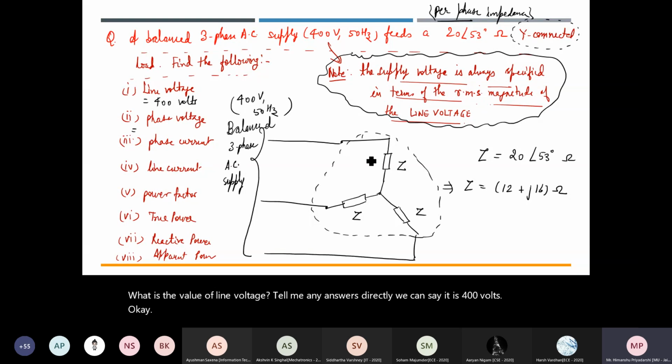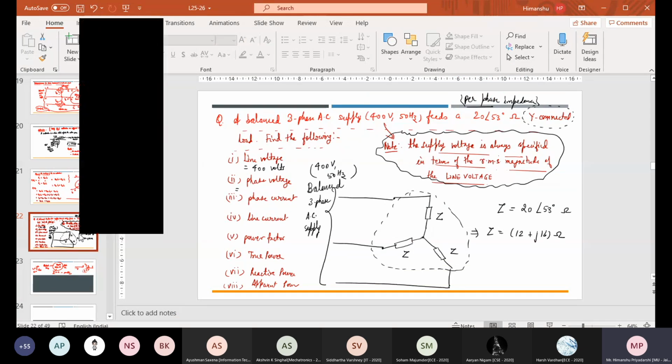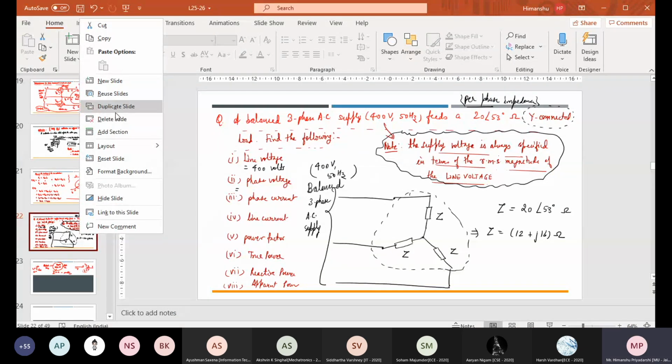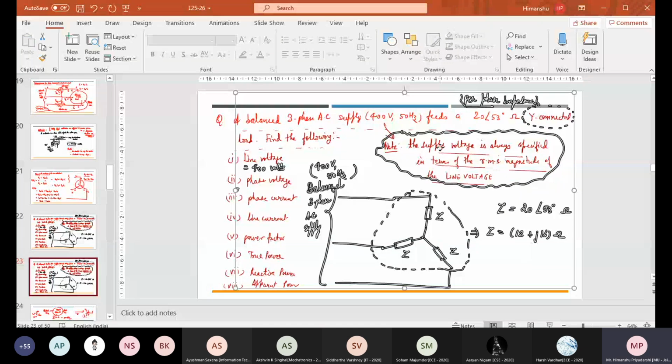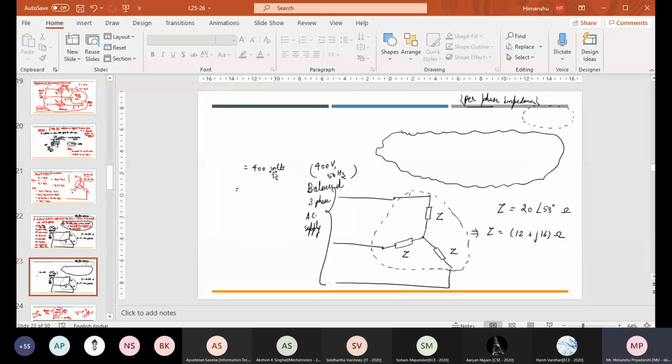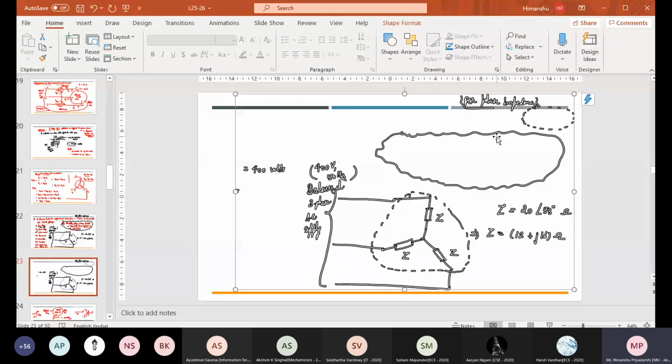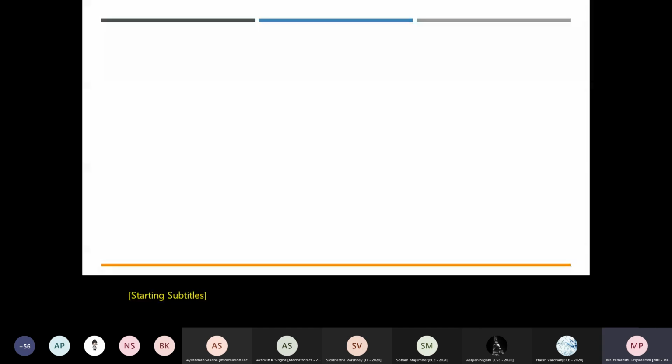Since the load is star connected, what is the phase voltage? By root 3. Very good. The phase voltage will be 400 upon root 3. You tell me what is the value of 400 upon root 3? 230.94. Load is star connected. This is a very important point.